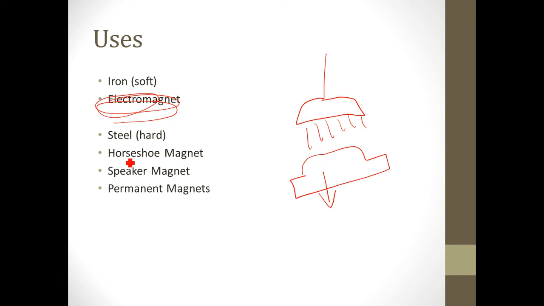Alright, now steel magnets, this is what we make other magnets out of, so it's hard. So a horseshoe magnet, your typical magnet that you see in cartoons, Acme. Did I put a picture? Nope. Man, I'm bad at this. There's your horseshoe magnet. So that's made out of steel. Speaker magnets are permanent magnets too.